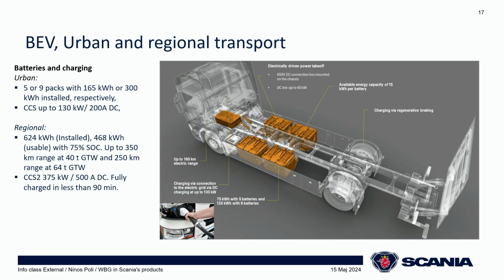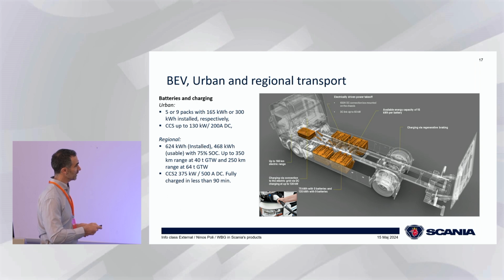When it comes to battery packs, the customer can choose between different numbers of packs, as I said, to have different amounts of installed capacity. Now for the urban and regional, you can have different amounts. Then you have a CCS charging inlet. For the urban, you have only 130 kilowatts charging power, whereas in the regional, you have 375. But still, it takes up to 90 minutes to charge the truck fully. So it's a lot of time.